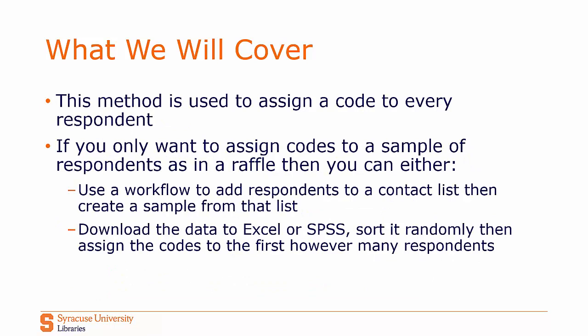This method is used to assign a code to every respondent. If you only want to assign codes to a sample of respondents, as in a raffle, then you can either use a workflow to add respondents to a contact list, then create a sample from that list, or you can download the data to Excel or SPSS, sort it randomly, then assign the codes to the first however many respondents you want to send the code to.